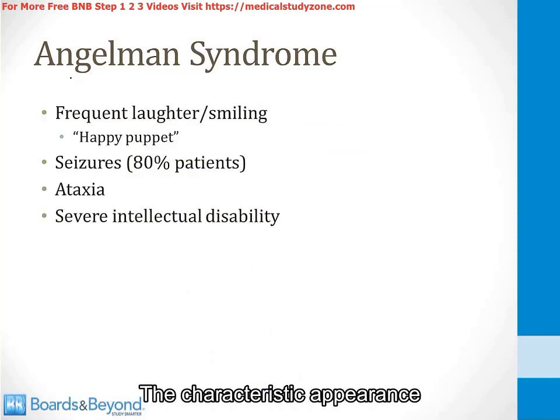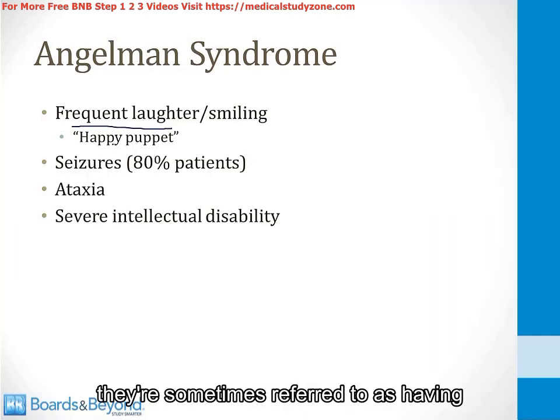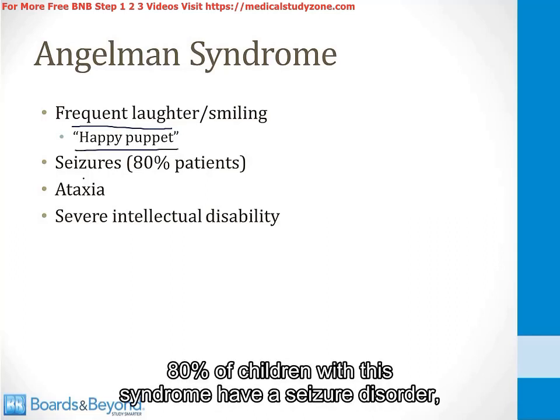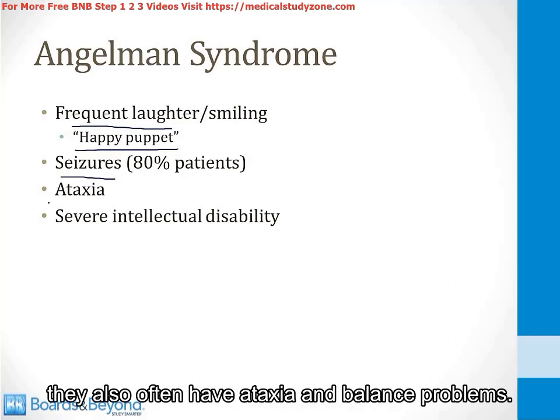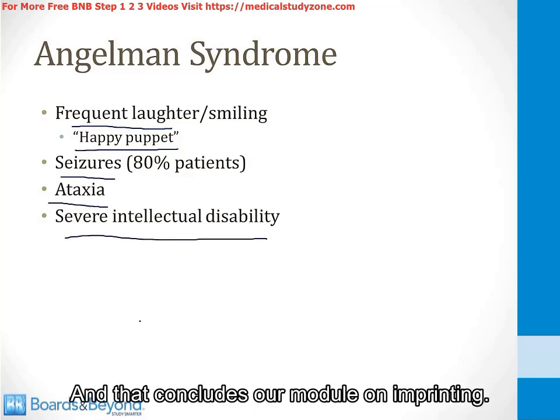The characteristic appearance of a child with Angelman syndrome is a child that exhibits frequent laughter and smiling. They are sometimes referred to as having a happy puppet appearance. 80% of children with this syndrome have a seizure disorder. They also often have ataxia and balance problems. And then finally, children with Angelman syndrome have a severe intellectual disability. And that concludes our module on imprinting.